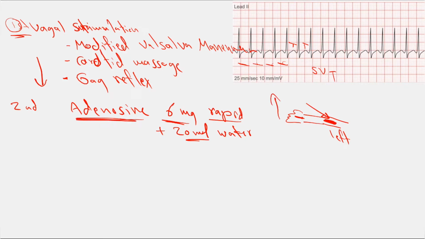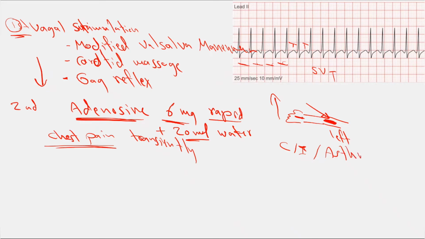Before giving adenosine, you have to warn the patient that you may have chest pain and transient flushing of the face. This chest pain is good because it means the drug was effective. Adenosine, the most important contraindication is asthma. You have to know all things about adenosine.